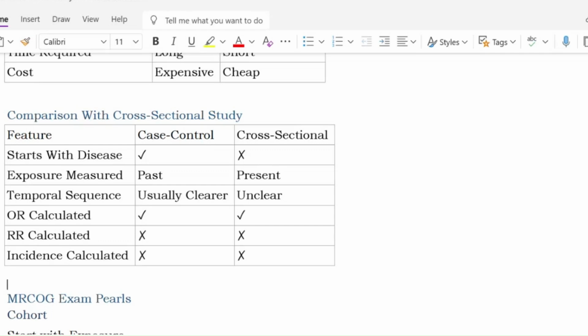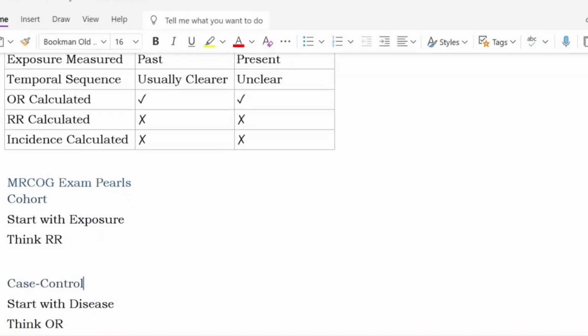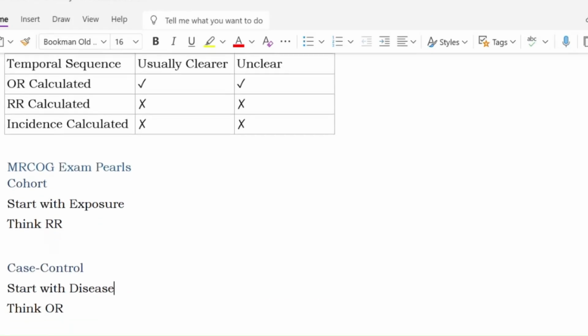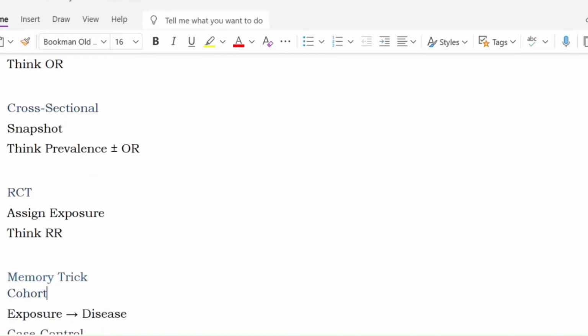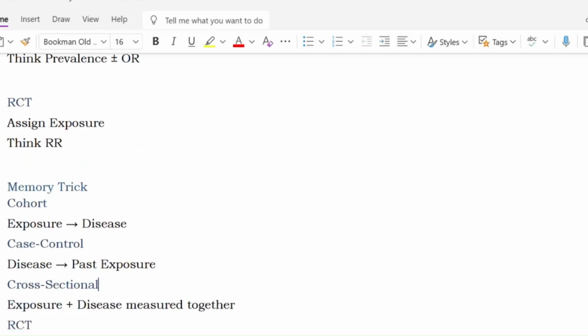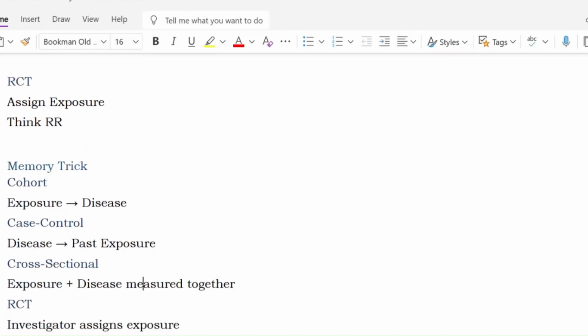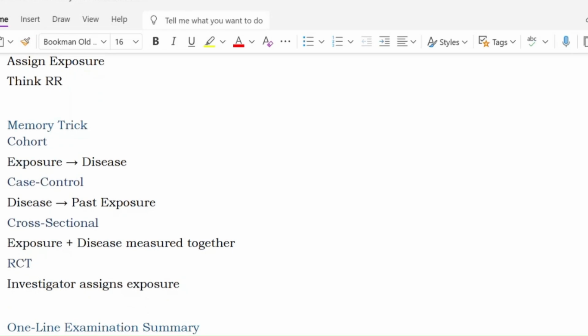Okay. Then from an examination point of view, the cohort begins with the exposure, we'll think about the relative risk. Case control starts with the disease, we'll think about the odds ratio. While cross-sectional study is a snapshot, we will think about odds ratio can be calculated. While RCT, here the exposure is assigned by the researcher, and we will think about the relative risk. Here relative risk can be calculated in the RCT also.